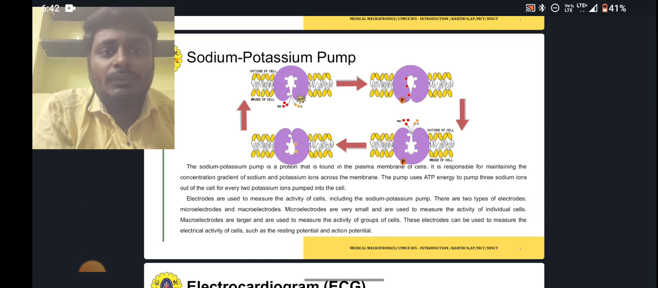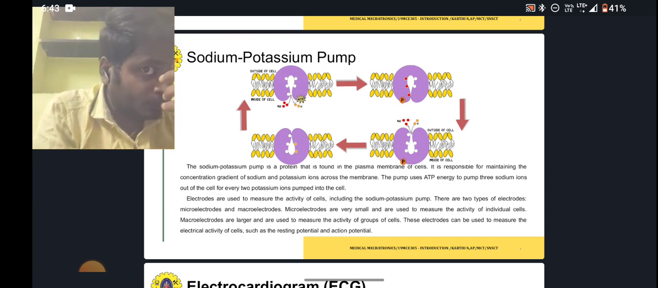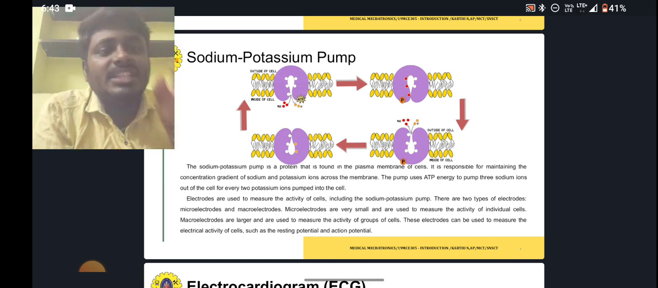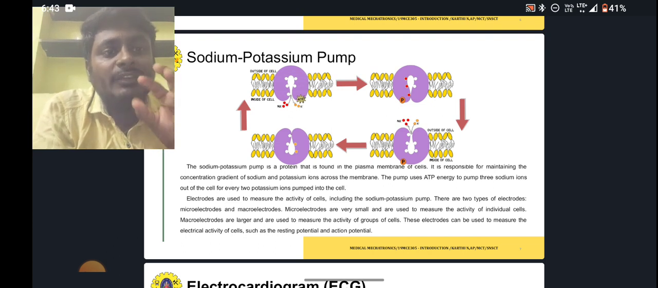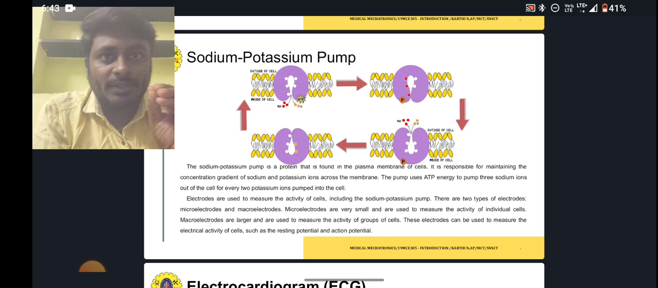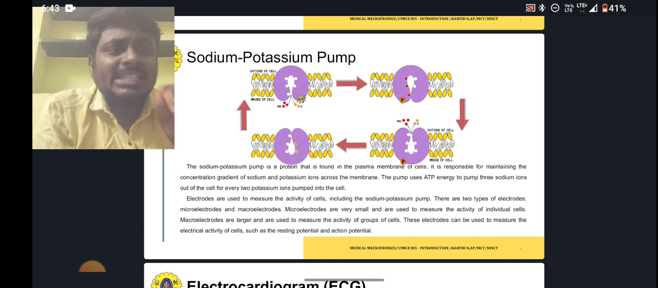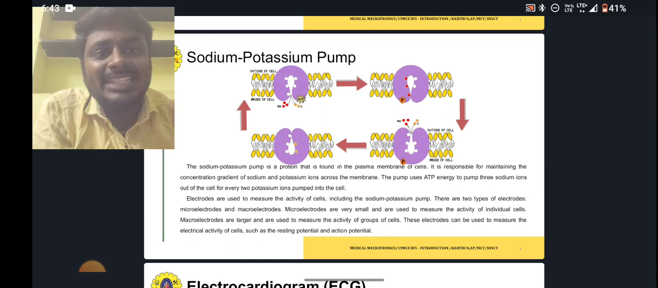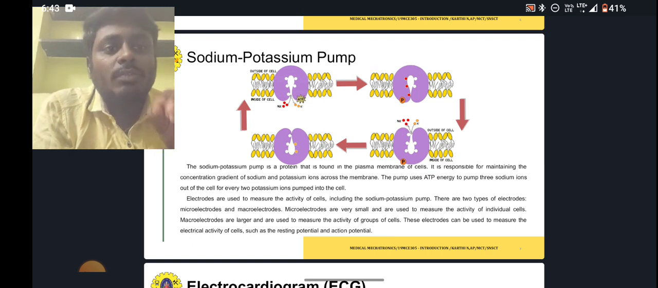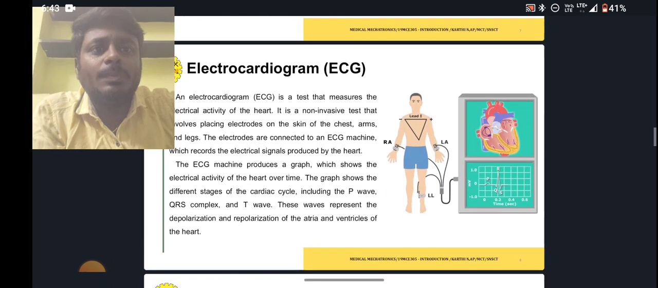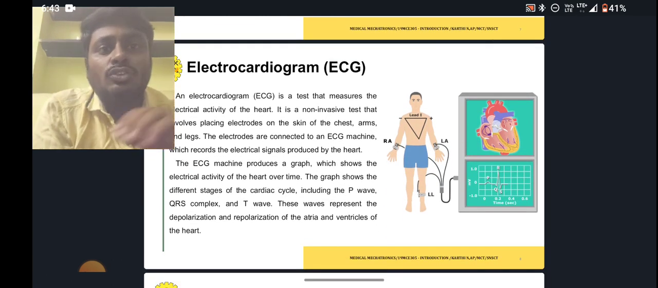There are two types of electrodes: microelectrodes and macroelectrodes. Microelectrodes are very small and are used to measure the activity of individual cells, whereas macroelectrodes are larger and are used to measure the activity of a group of cells. What is a group of cells? It forms a tissue. These electrodes can be used to measure the electrical activity of the cells, such as resting potential and action potential. Now we can discuss the topic of the ECG, called electrocardiogram.